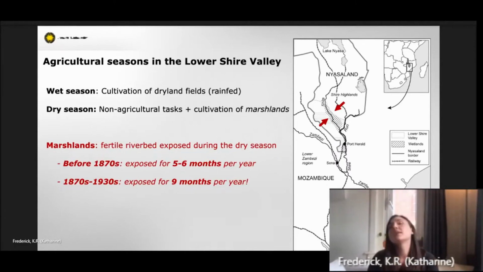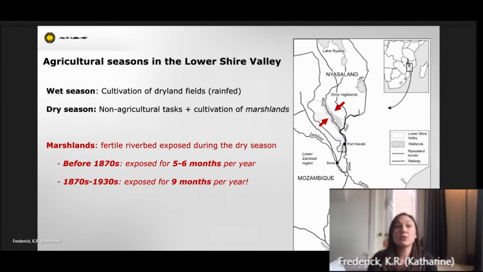So because of these changing rainfall patterns that I mentioned in Tanzania, which affect the level of the Shire River, the intensity and length of this marshland exposure period is altered. Where these marshlands were available for cultivation for about 5 to 6 months per year before the 1870s, they start to be exposed for a considerably longer period of time between the 1870s and 1930s, actually reaching 9 and sometimes 10 months out of the year.